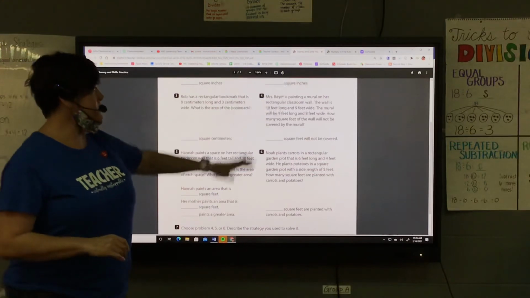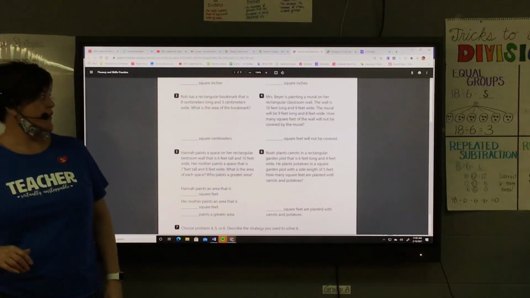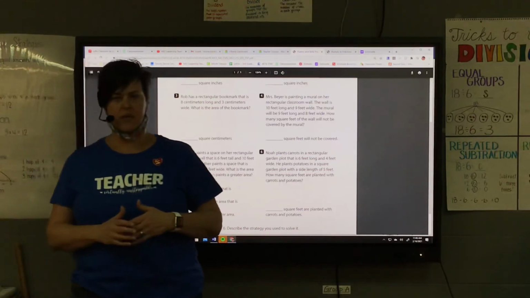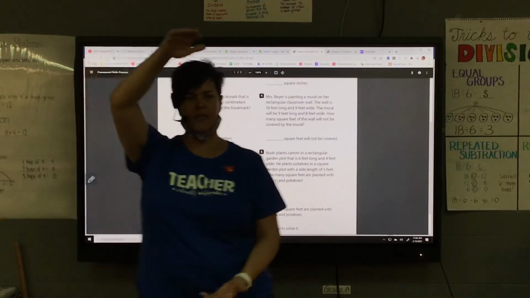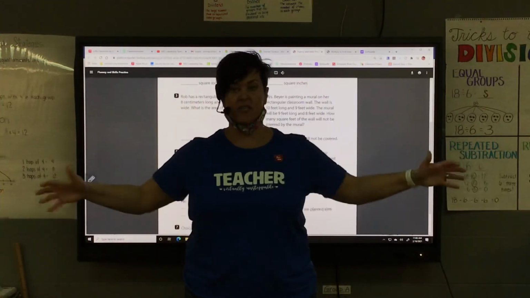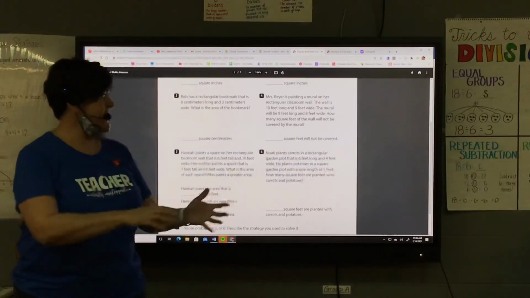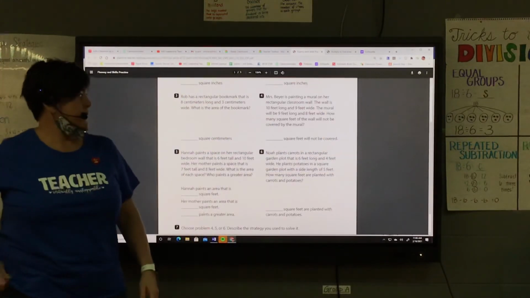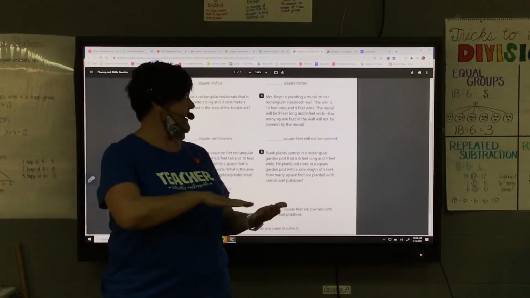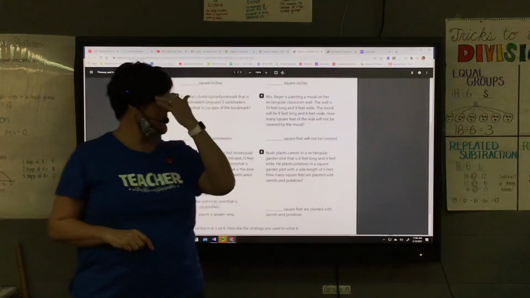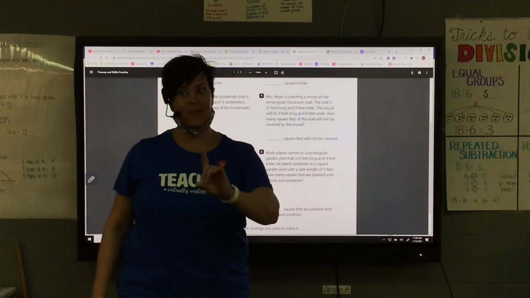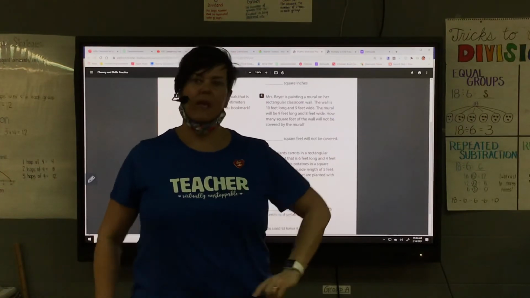4. Mrs. Byer is painting a mural on her rectangular classroom wall. The wall is 10 feet long. Is this long or is this long? Long. This is the length, right? So it's 10 feet long and 9 feet wide. The mural will be 9 feet long and 8 feet wide. How many square feet of the wall will not be covered by the mural?